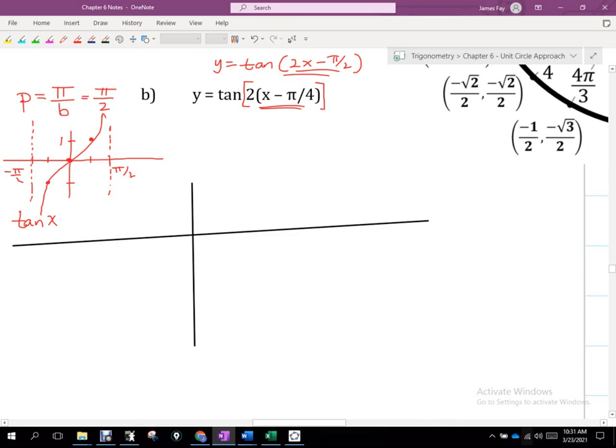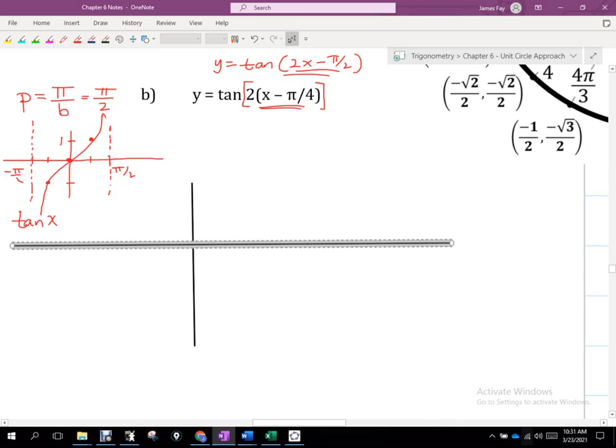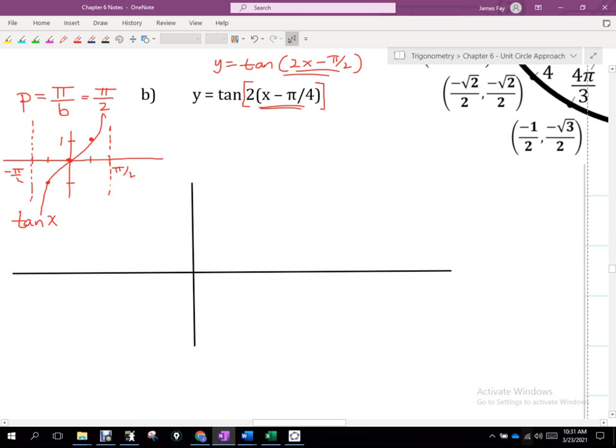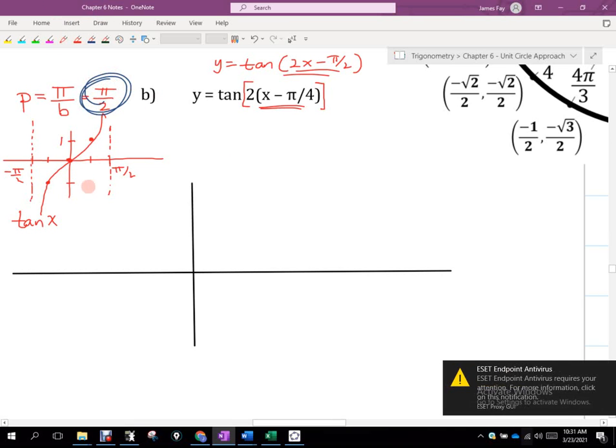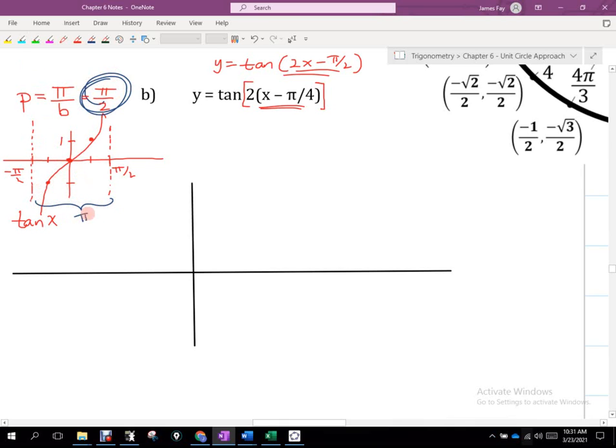So we're going to do the same thing then, but transform it. So now the period is now going to be pi over 2. Okay? Well, the period on the tangent is ultimately the distance between the two asymptotes.